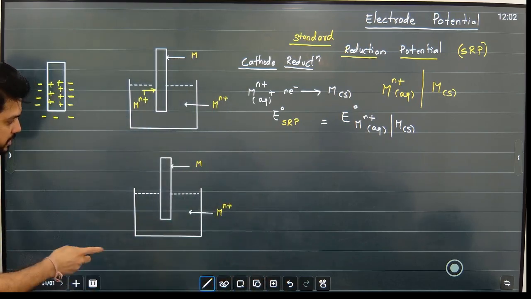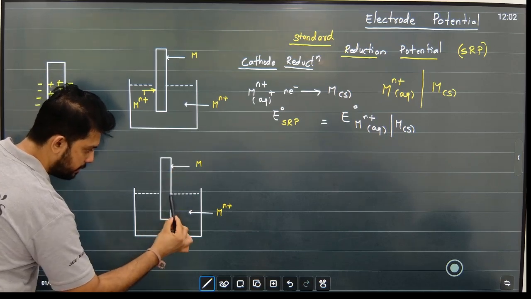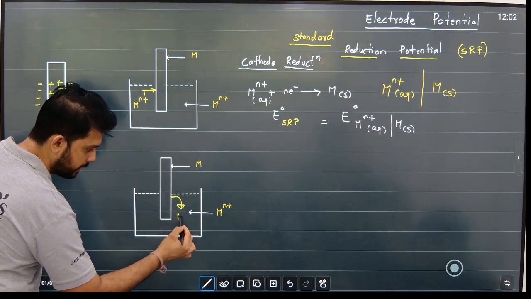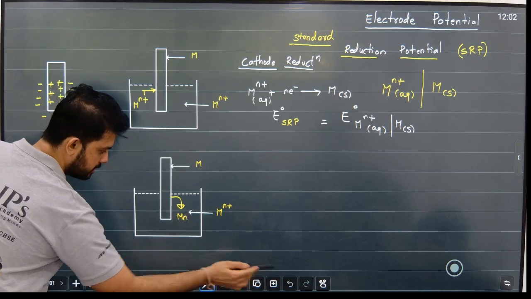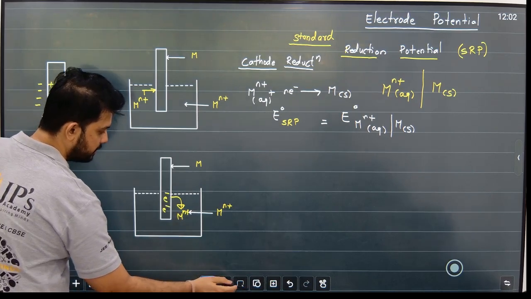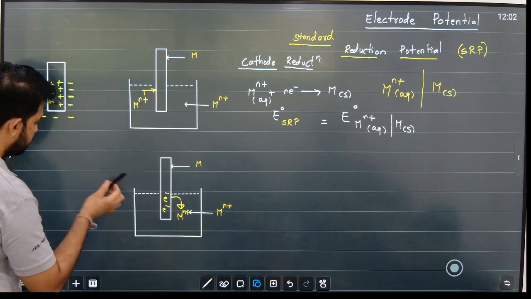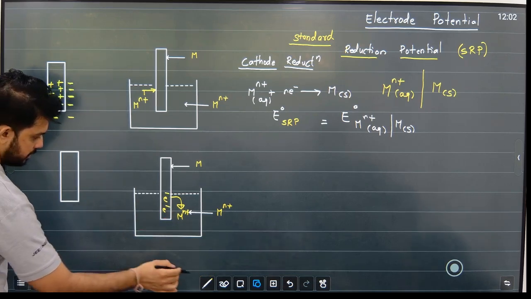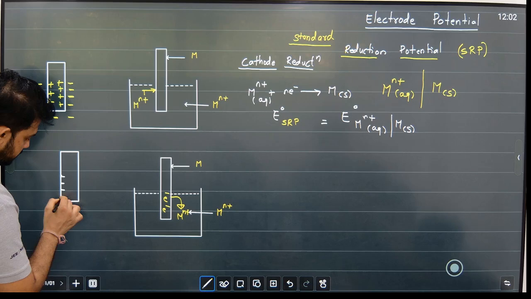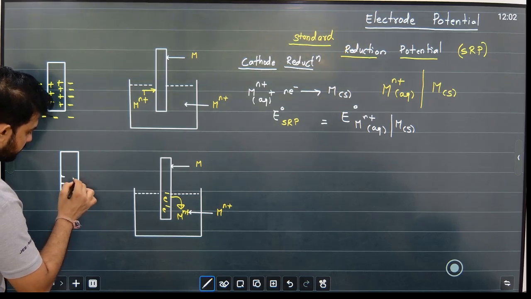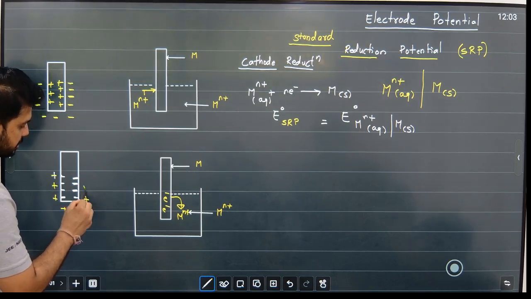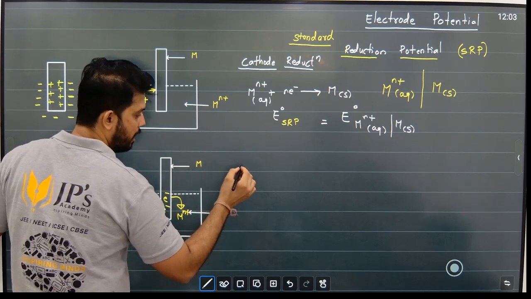What happens in case of oxidation? The atoms from the rod come into the solution in the form of Mn plus, leaving behind what? तो यहाँ पे हम क्या लिखते थे? That now what is present on the rod? Negative charge. Electrons are present on the rod. And solution क्या बन गई? The solution is highly positive. Again there is a potential difference.